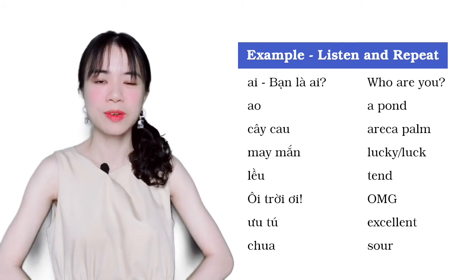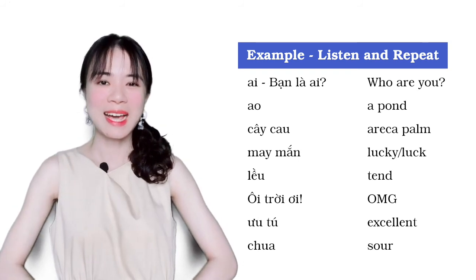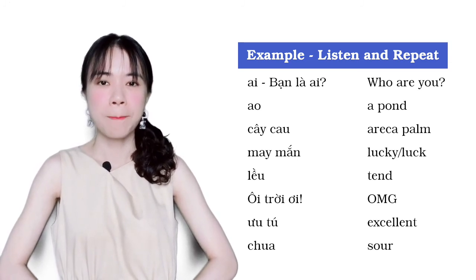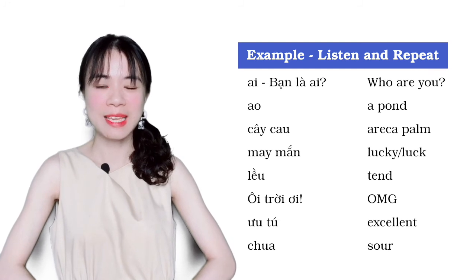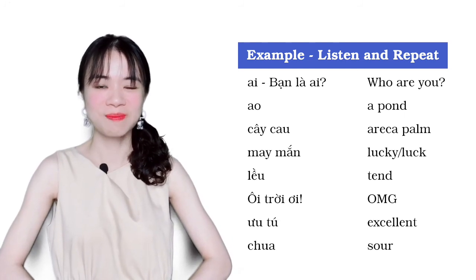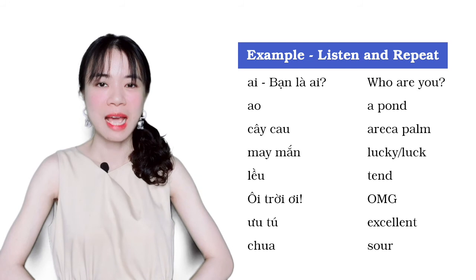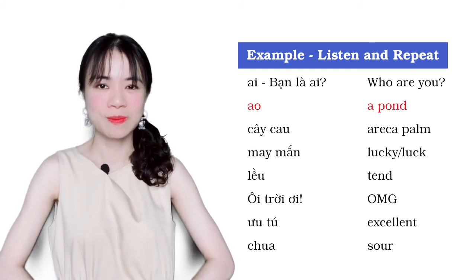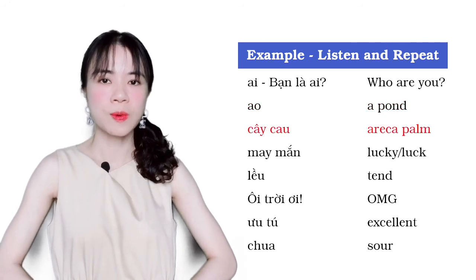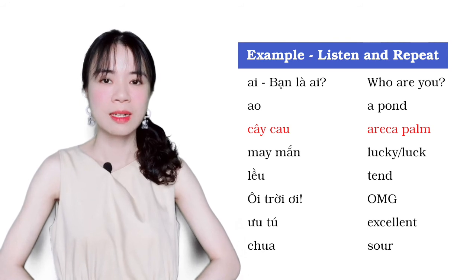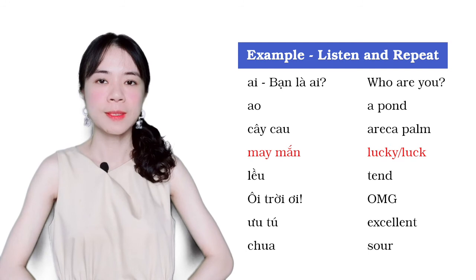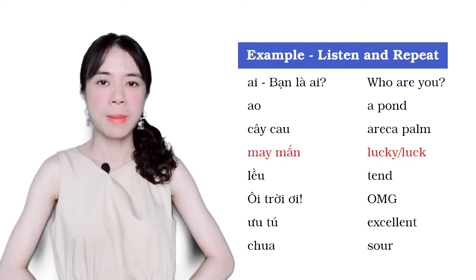We will end this lesson by practicing diphthongs in some new vocabulary. Ai, that means who in Vietnamese. So, bạn là ai, that means who are you. Again, bạn là ai. Ao, ao. Cây cau, cây cau. May mắn, may mắn.